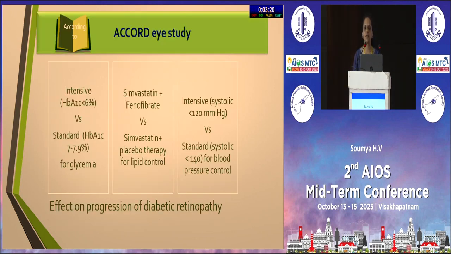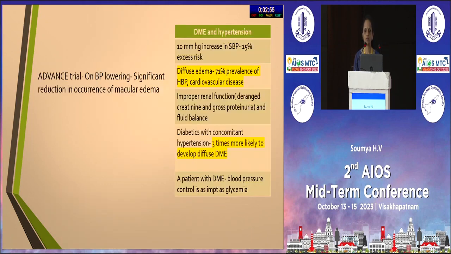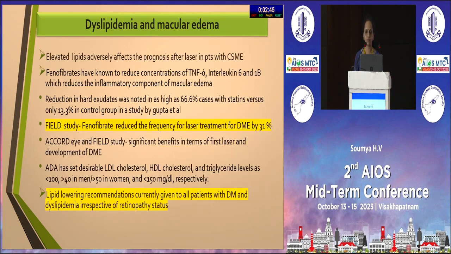Now, the ACCORD-EYE study had 3 arms, with intensive glycemic control, usage of statins and fibrates, and intensive control of blood pressure. This showed that at 4 years, the intensive control groups had a benefit of reduction in the progression of retinopathy, so also people who received simvastatin, that is fibrates and statins. The ADVANCE trial also showed that diffuse edema is associated with increased cardiovascular disease, and diabetics with concomitant hypertension are 3 times more likely to develop diffuse macular edema.